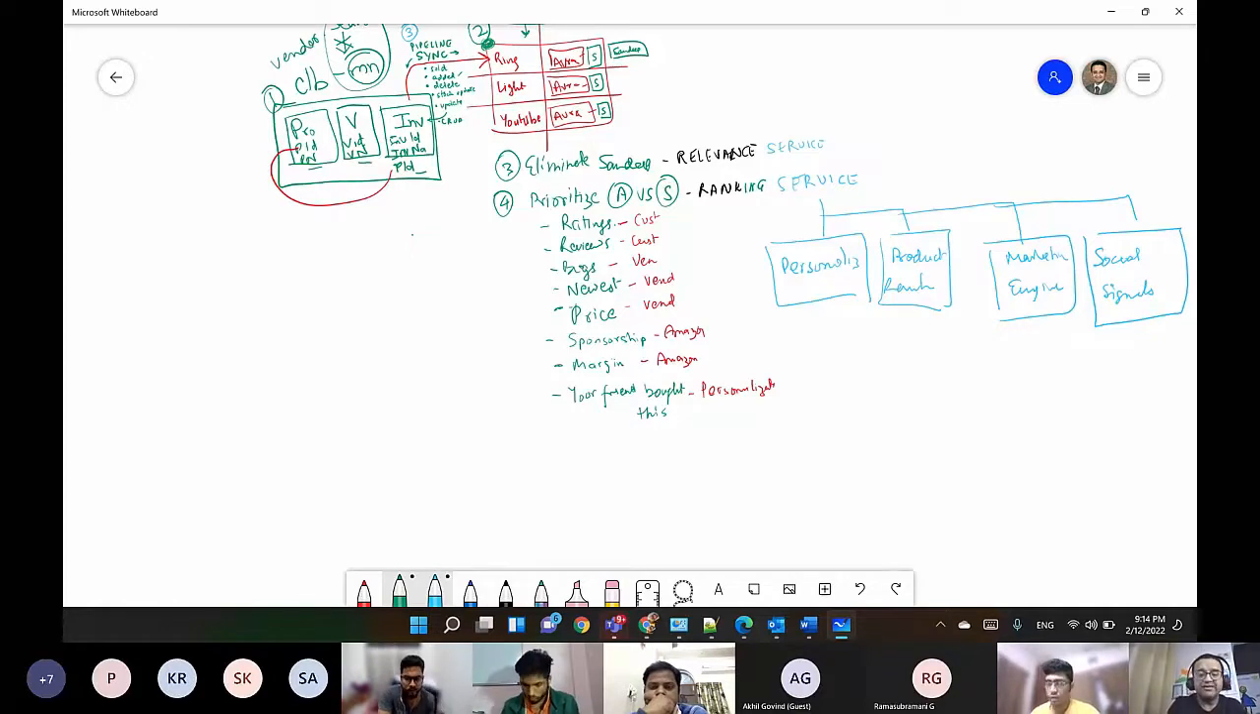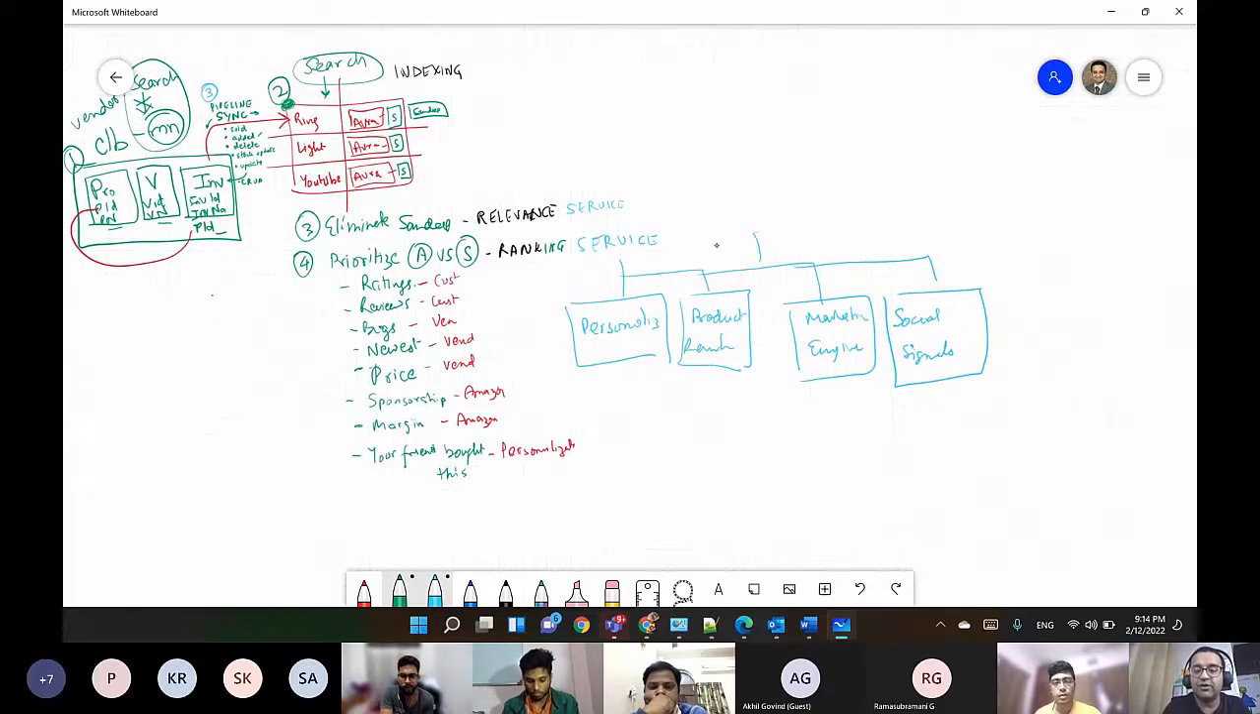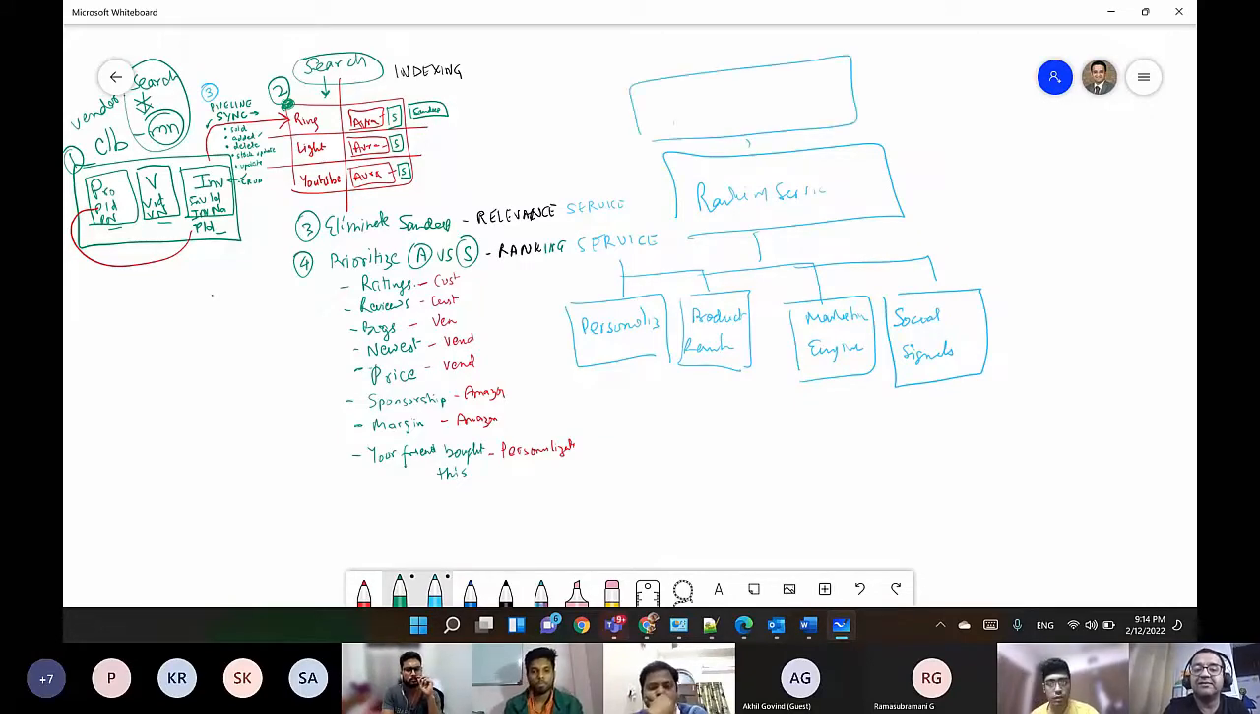Now, if you see this dabba diagram, I'll just draw another dabba diagram. So there is a ranking service. Above the ranking service is the relevance service. And this relevance service is directly feeding from this index. With me so far? Yes.